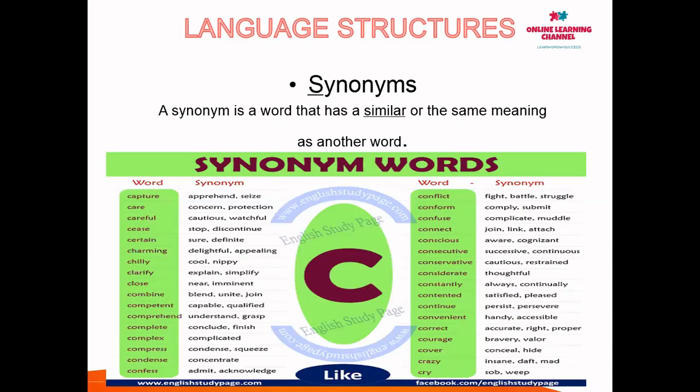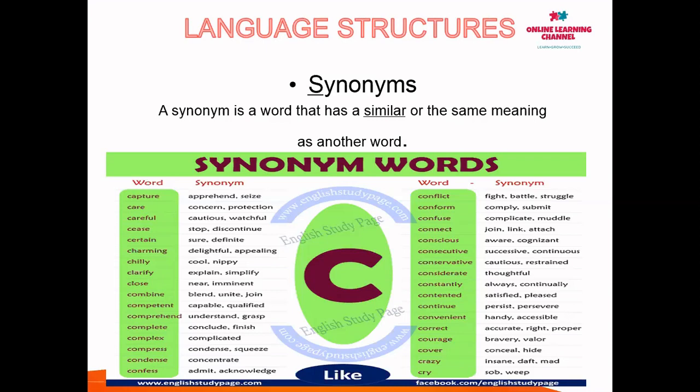S means similar. Okay. So a synonym is a word that has a similar or the same meaning as another word. Right? Here I've done synonym words for you. I've put an extract for you, all the words with C. So let's just try one. Let's just try care. Care is an easy word.